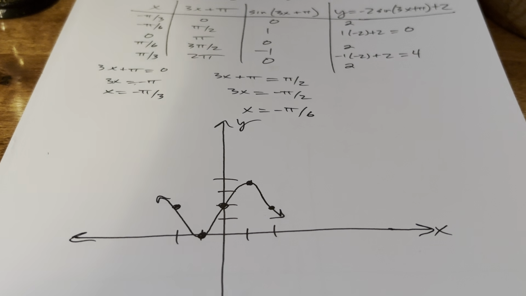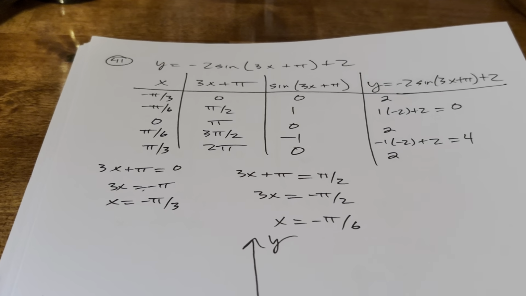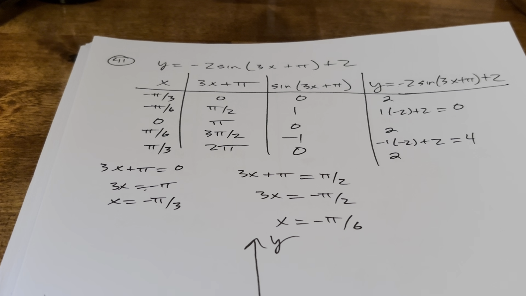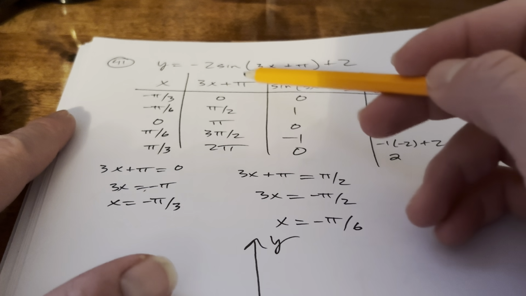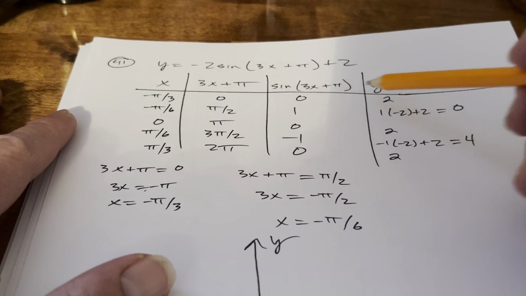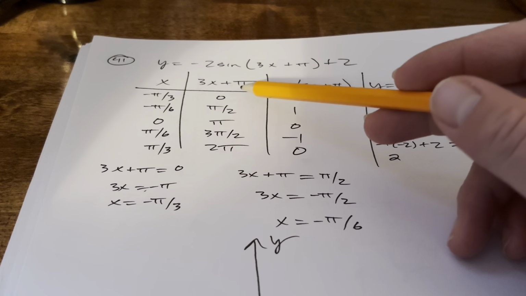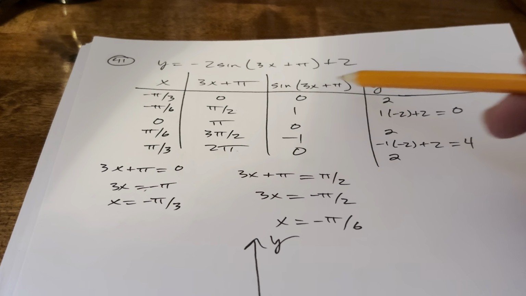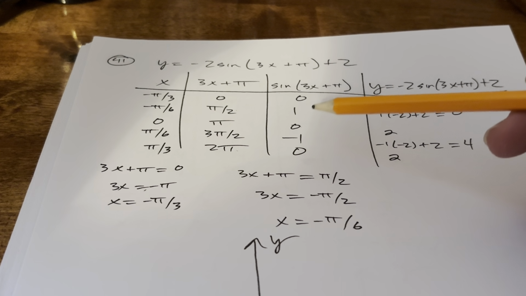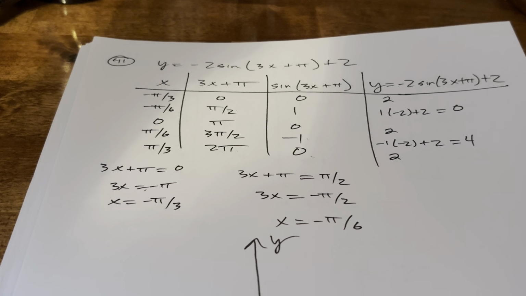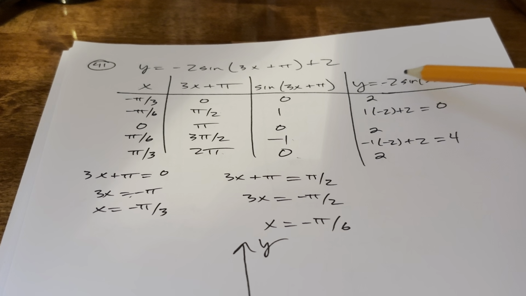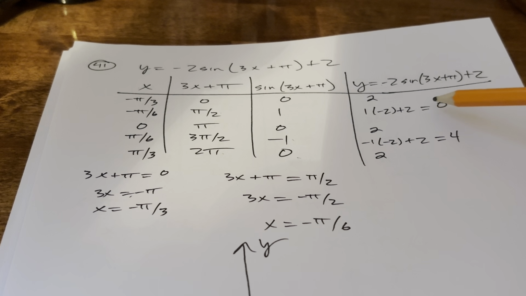All right. Here we are, folks. 41. Y equals -2 sine of my angle plus 2. All right. So I've got x, my angle, sine of my angle, the whole thing. My cardinal angles are 0, pi over 2, pi, 3 pi over 2, 2 pi. Sine of 0, sine of pi over 2, sine of pi, sine of 3 pi over 2, sine of 2 pi. I'm going to take all these values, multiply by -2, and add 2. Boom. Multiply by -2 and add 2. Those are my 5 y values.